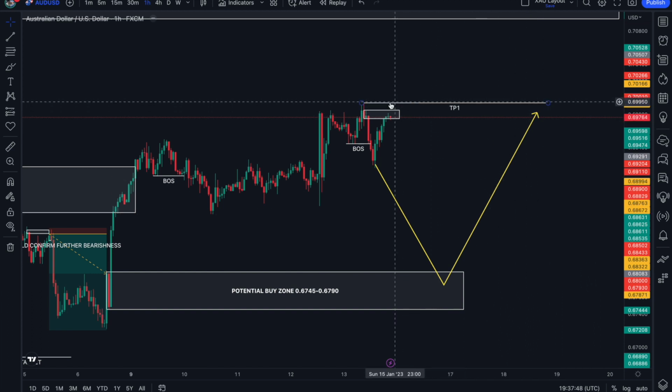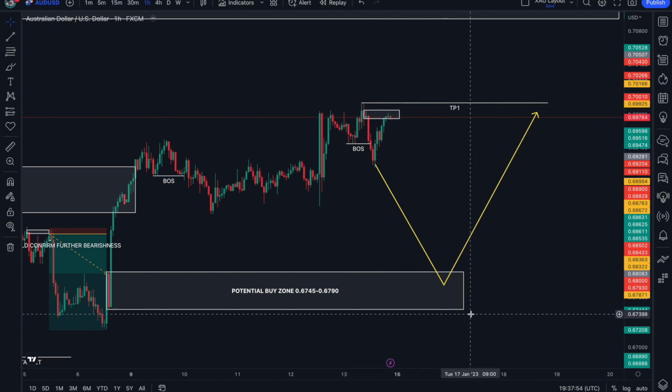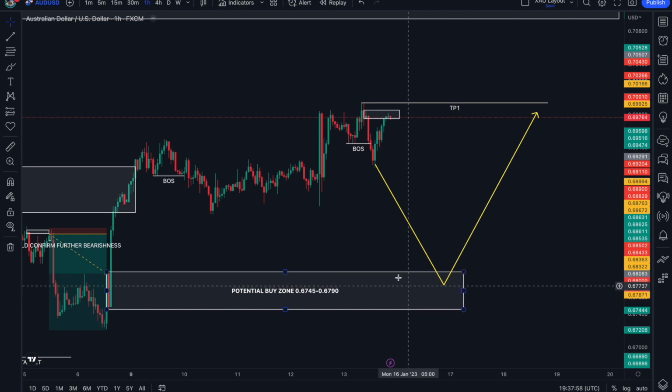Again, take profit set just below these structural highs here. This guarantees that our take profit is going to be achieved. Our stop loss would be set just below the zone or below the structural low that is created.